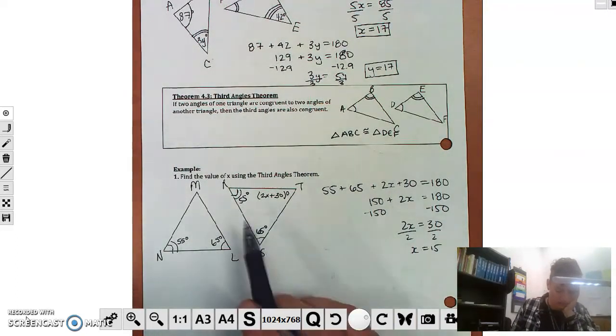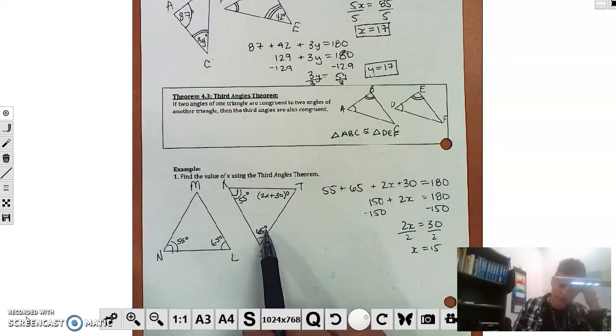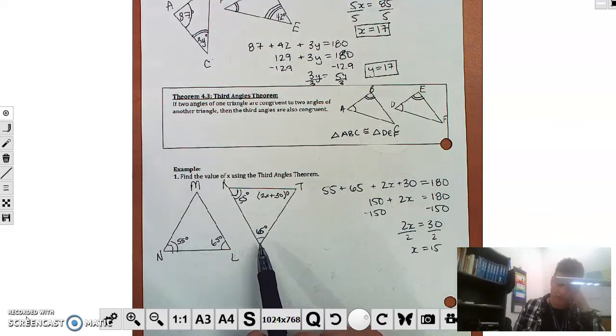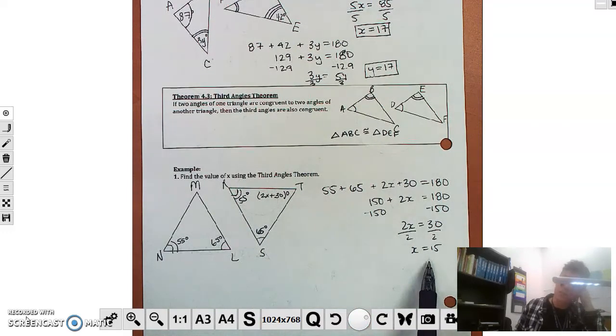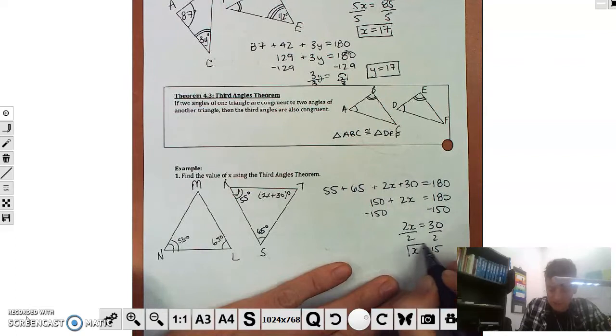And just double checking here, 55 plus 65, if I gave that 5 over to that guy, that would become 60, and 60 plus 60 is 120. So 120 plus 30 is 150, and 2 times 15 is 30, and 30 plus 150 is 180. All right, I'm into it. Believe it. Done.